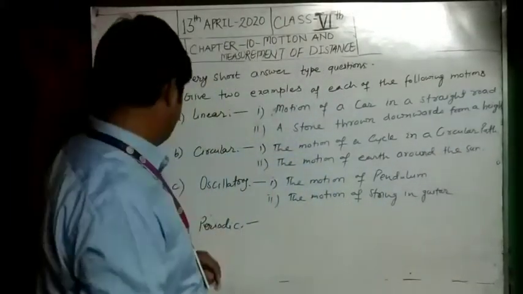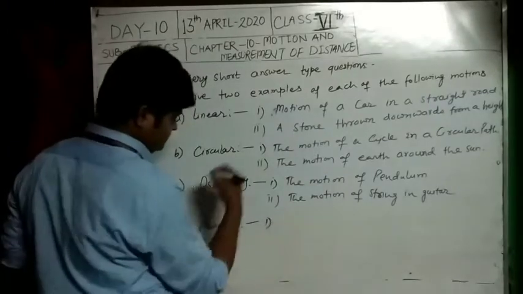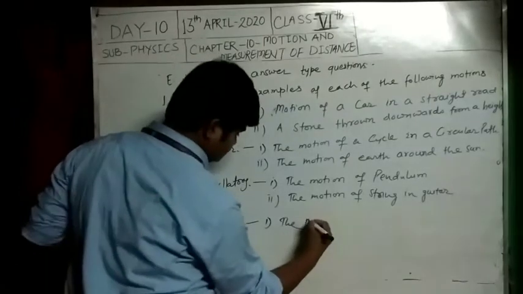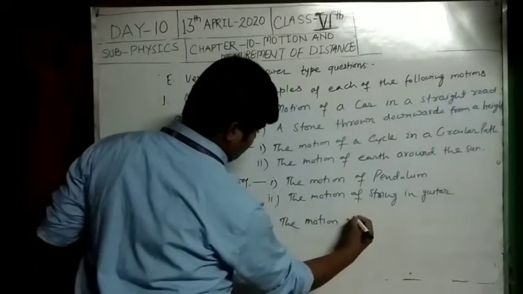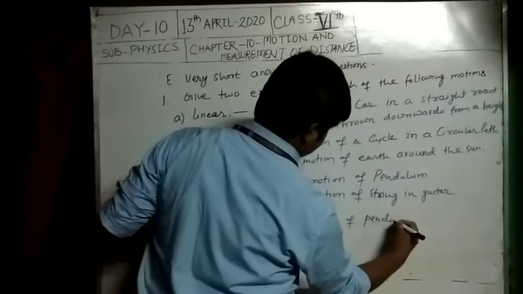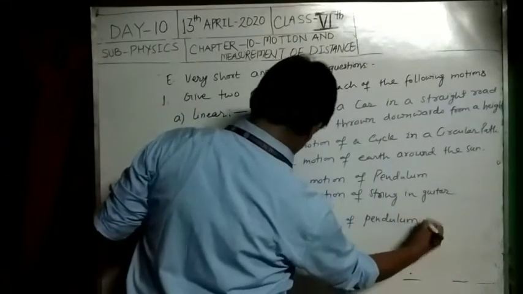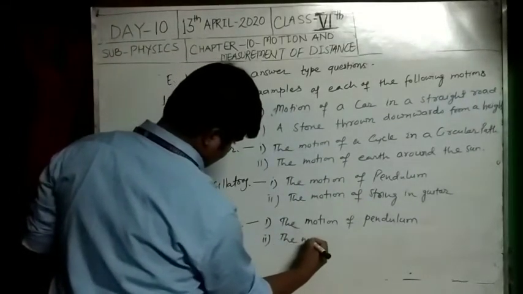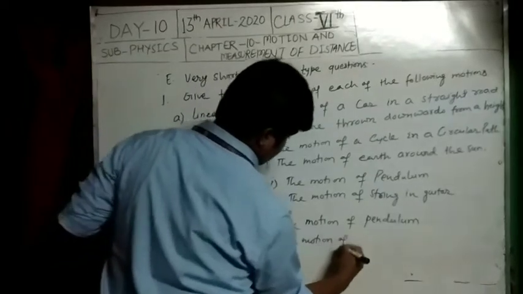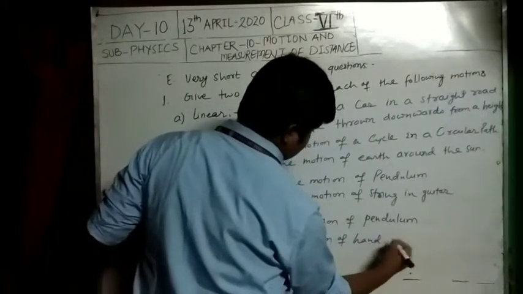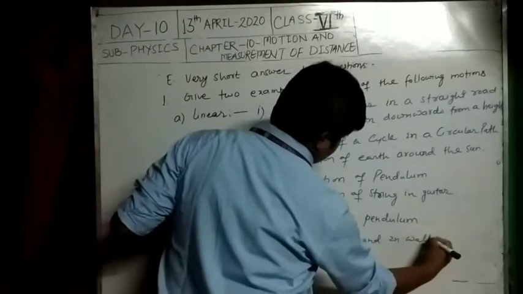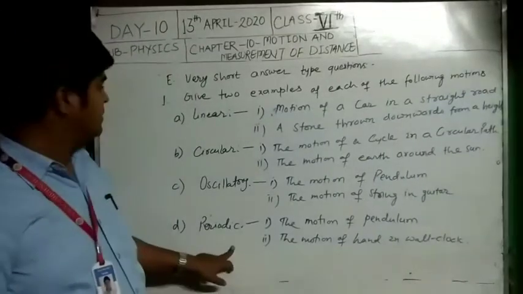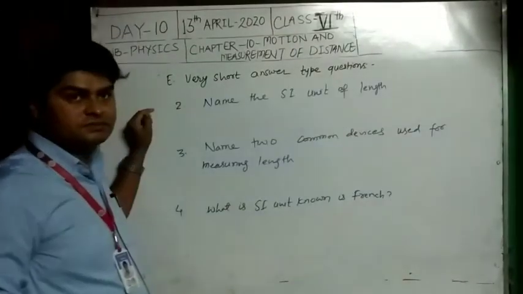Now periodic motion. The motion of a pendulum is also an example of periodic motion. Second example is the motion of the hand in a wall clock. This is an example of periodic motion. Now see question number 2.